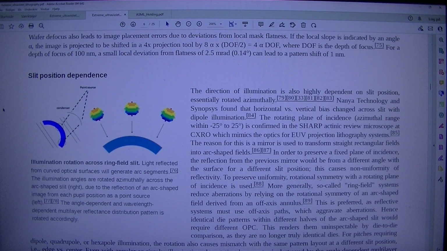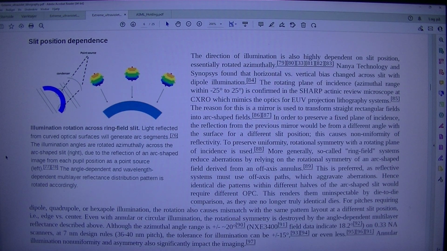Slit position dependence. Illumination rotation across the ring field slit. Light reflected from curved optical surfaces will generate arc segments. 76. The illumination angles are rotated azimuthally across the arc-shaped slit, right, due to the reflection of an arc-shaped image from each pupil position as a point source, left. 77, 78. The angle-dependent and wavelength-dependent multilayer reflectance distribution pattern is rotated accordingly. The direction of illumination is also highly dependent on slit position, essentially rotated azimuthally.